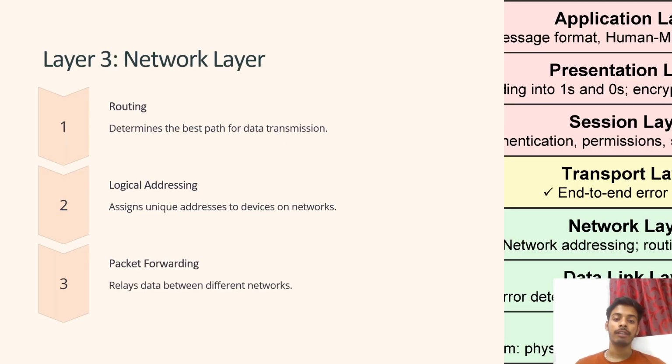The third layer is the network layer. In the network layer, three major steps happen. The first one is routing, the second is logical addressing, and the third is packet forwarding. Routing determines the best path for data transmission. Logical addressing assigns unique addresses to devices on the network. Packet forwarding relays data between different networks.